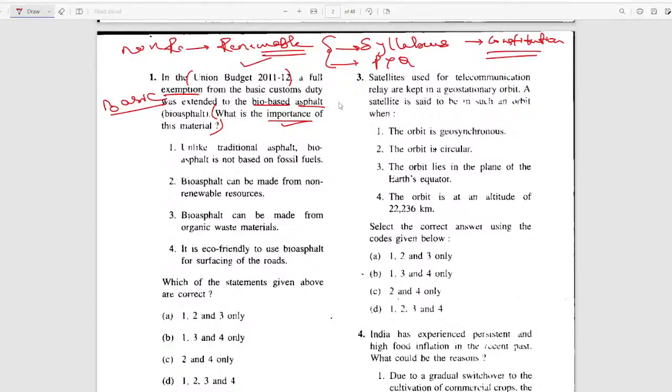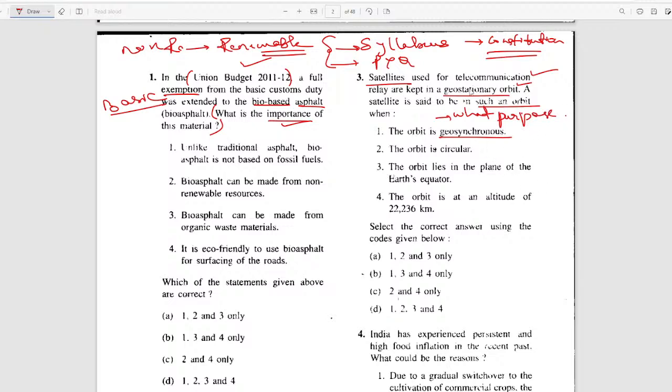The third question: satellites used for telecommunication relay are kept in geostationary orbit. A satellite is said to be in such an orbit when you have the details here. So the things that you have to learn from this question is about satellites, the kinds of satellites that India sends, and what kind of satellites are used for what purposes. And then also about the orbits. What kind of orbits are there? For example, one orbit is geosynchronous orbit. There may be other orbits also. And what kind of orbits are used for what purposes? Purpose is also important.